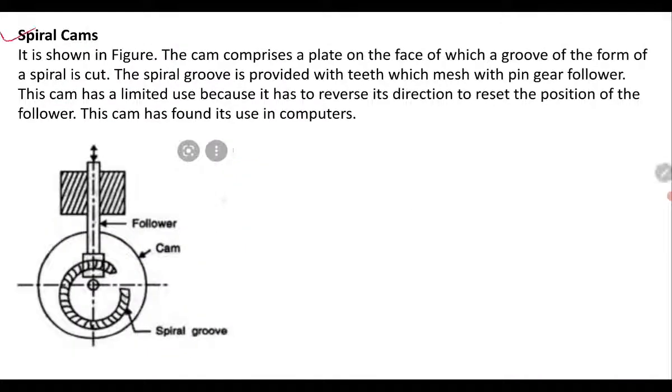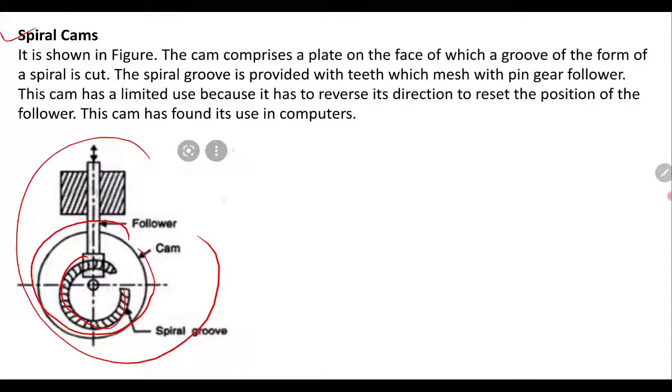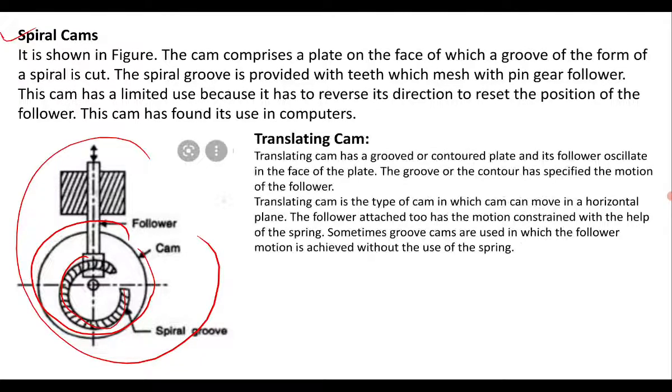Next is the spiral cam. As you can see, this is a spiral cam. So a spiral groove is there on this cam, as shown in the figure. The cam comprises a plate on the face of which a groove in the form of a spiral is cut. The spiral groove is provided with teeth which mesh with the pin gear follower. This cam has limited use because it has to reverse its direction to reset the position of the follower. This cam has found its use in computers.